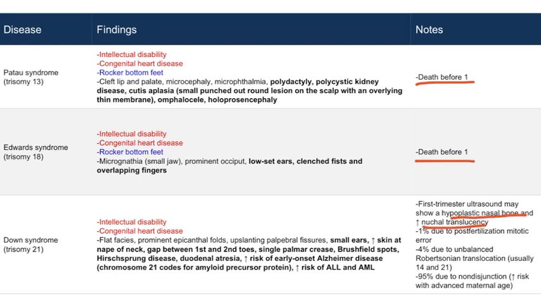nuchal translucency. You should also know that 1% of cases are caused by a post-fertilization mitotic error, such as mosaicism, which we talked about in a separate video. 4% are caused by an unbalanced Robertsonian translocation, and 95% are due to non-disjunction, which has an increased risk with advanced maternal age. Okay, let's take a moment to discuss Robertsonian translocations because we haven't talked about this idea yet.